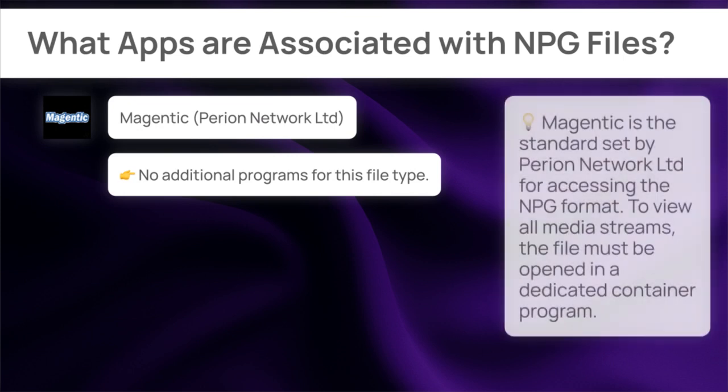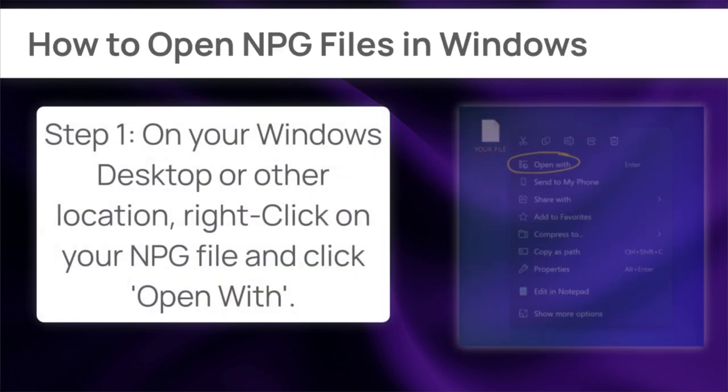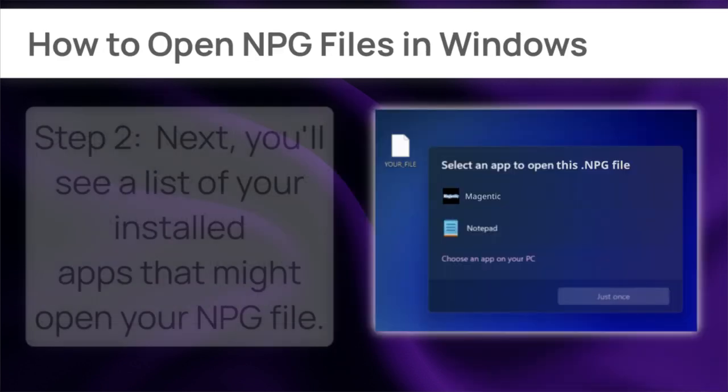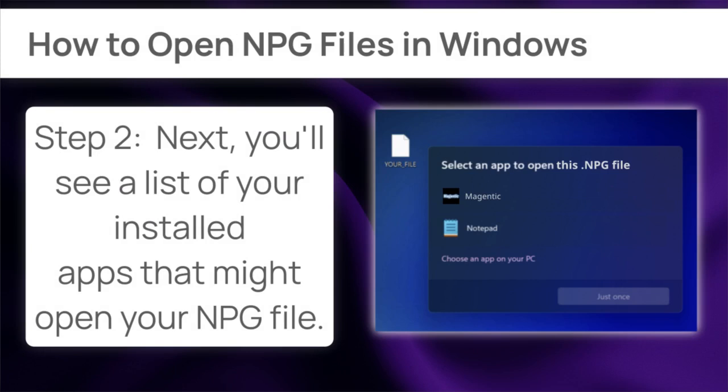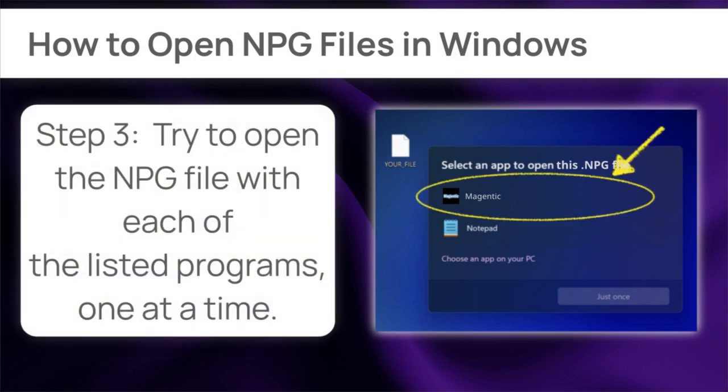To view all media streams, the file must be opened in a dedicated container program. Windows gives only a basic outline, so complete interpretation requires compatible tools. Begin the search for the right application. Right-click the NPG file and select Open With. Try Magentic first. If it's absent, select another program. We must find the app that recognizes the format.